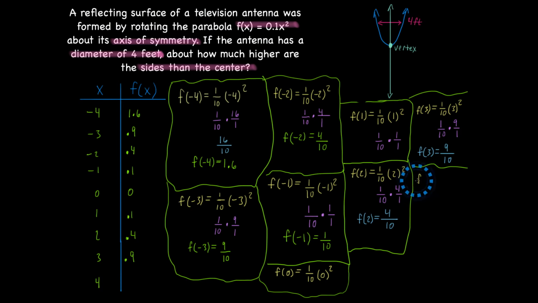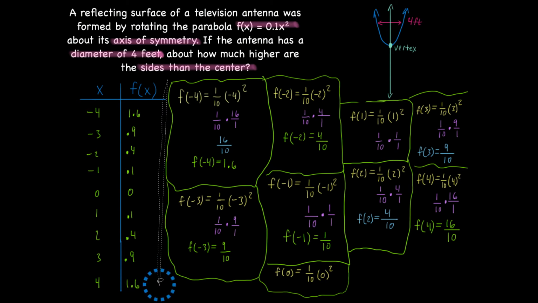And f of positive 4 is equal to 1/10 times 4 squared. So now we have 1/10 times 16 over 1, which is 16 times 1 over 10 times 1. So f of 4 is equal to 16 tenths, or 1.6. And I'm going to get rid of all that extra information that's not needed now.